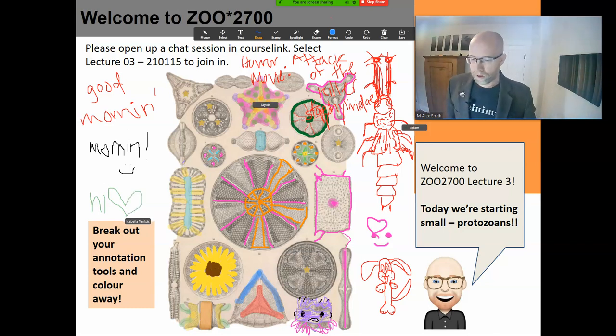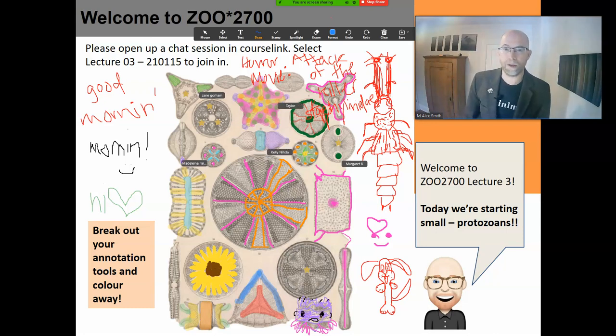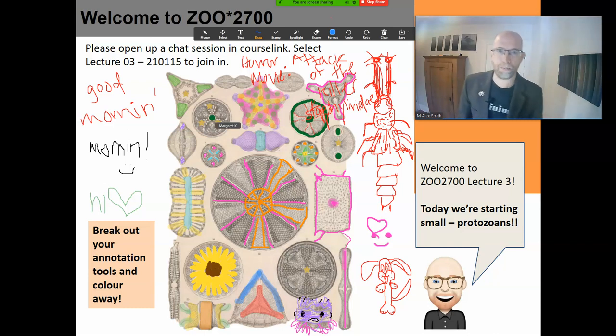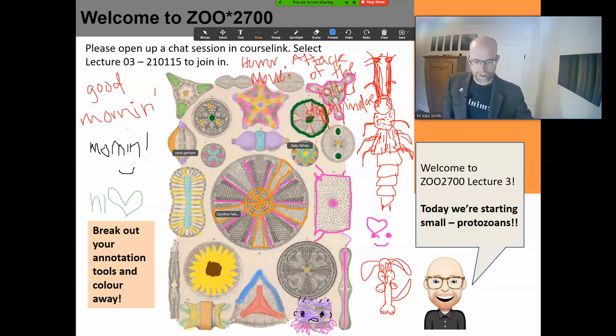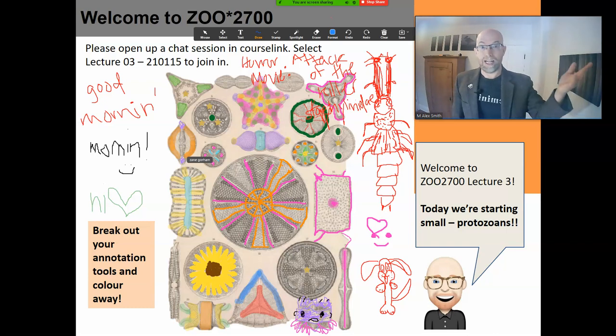Good morning, Zoology 2700. Thank you for your brilliant artwork and your addition. These are diatoms from about 100 years ago, probably a lithograph by Ernst Haeckel. And now they are much more colorful. I like them all. There is a vertebrate, I think, in there, but there are going to be vertebrates throughout the year. We'll accept that. So, the first Friday of the new term.